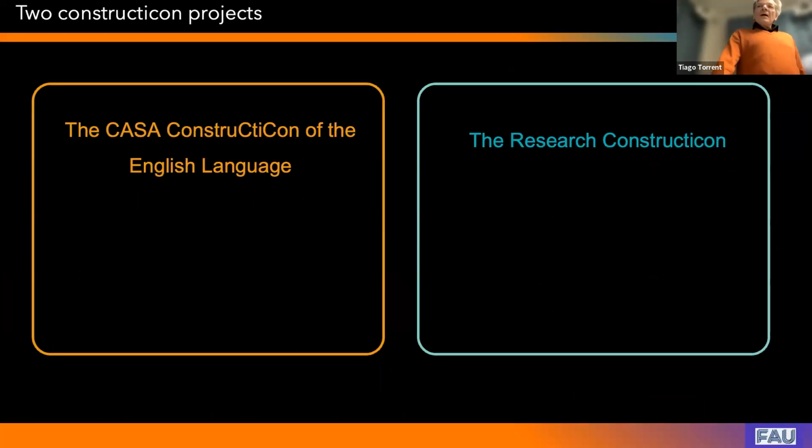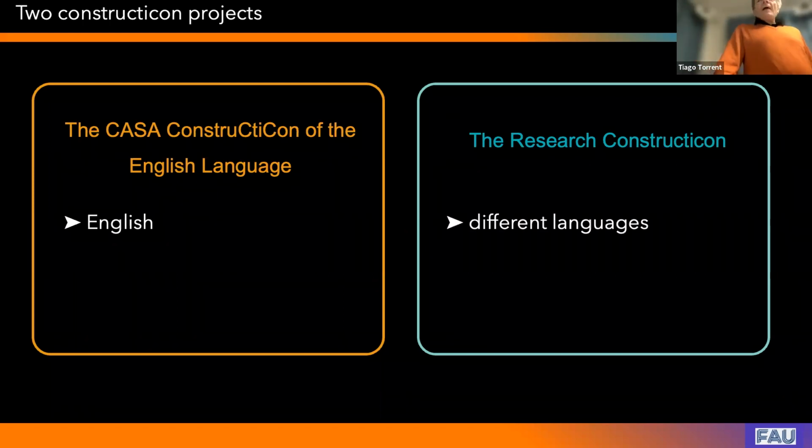That is the general context of the research. Now, we've got two Constructicon projects at the moment linked with this research training group: the CASA Constructicon of the English language, which I talked about before when it was in what I called the pre-embryonic stage, and which has now, compared with all the projects that we've been told about, reached a kind of baby stage, but a very newborn baby in a way. But it's certainly different from the other project, which is the research Constructicon.